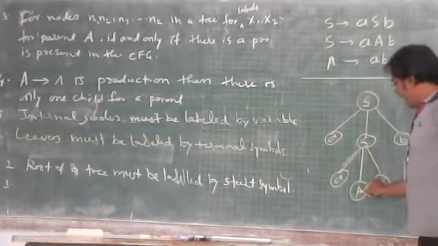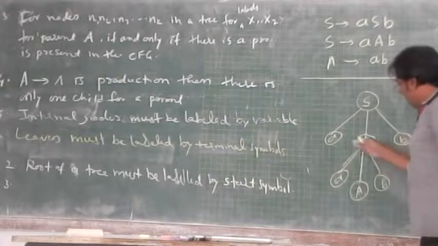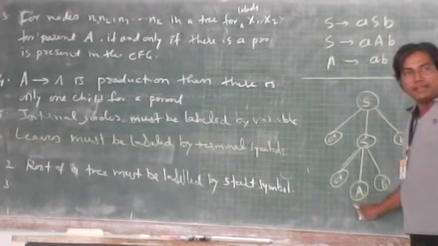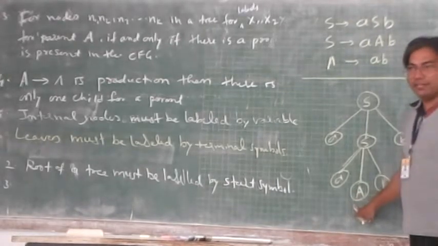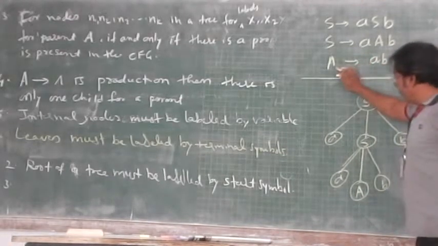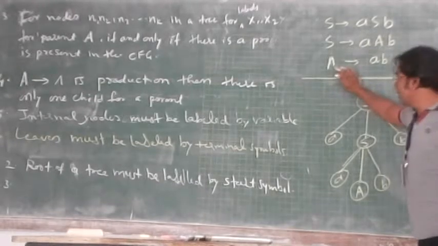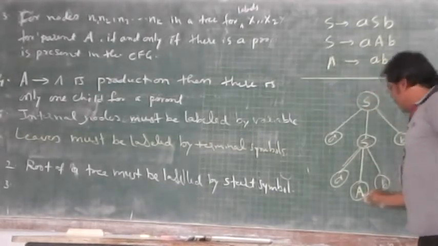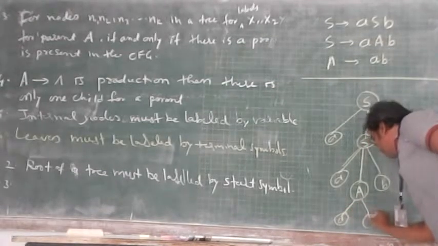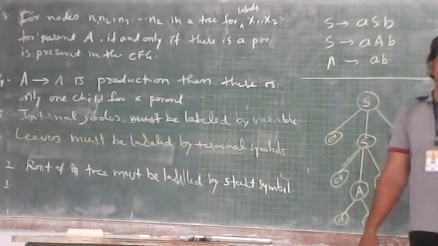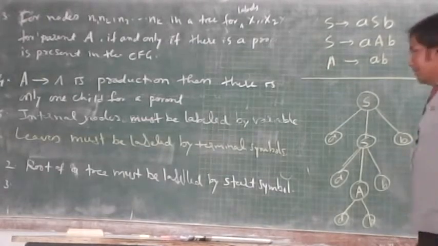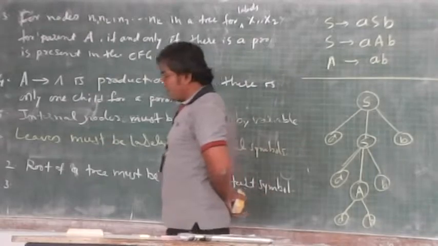Now I have the leaf nodes. The only variable node I have is A, so I can apply the production and expand it further. The only possible production I can apply at this stage is the third one. So I apply it, and this A will be expanded by 2 children, and the labels for these 2 children are A and B. Of the 6 rules we have discussed, you can clearly see that all rules are satisfied in this case.